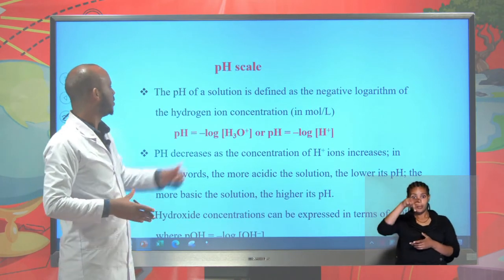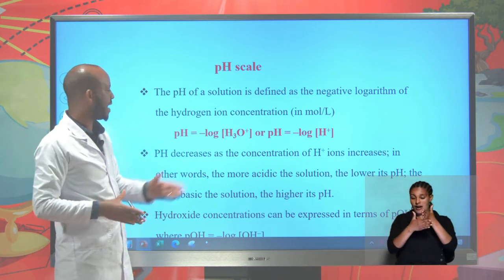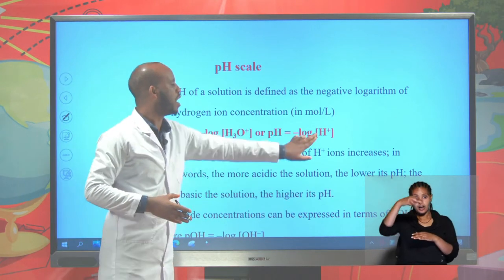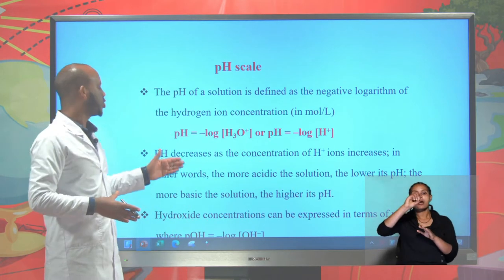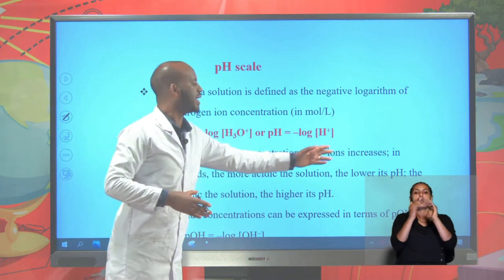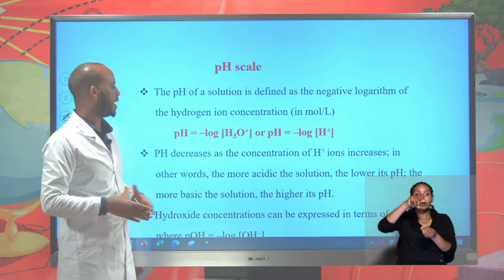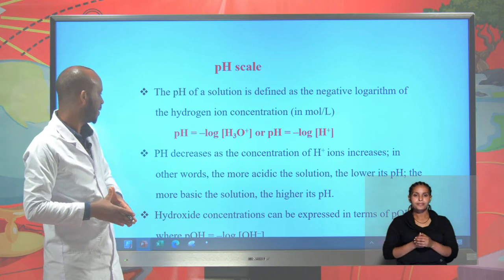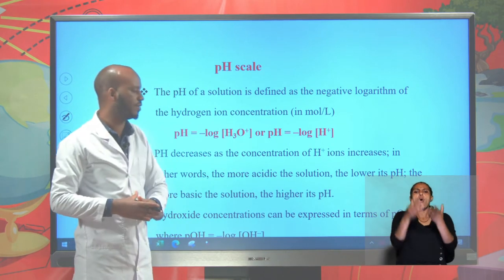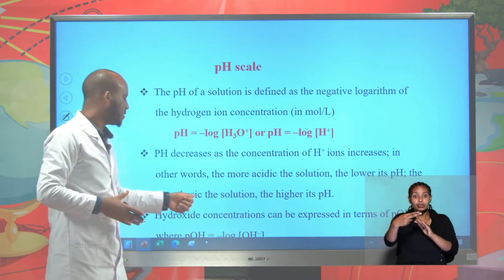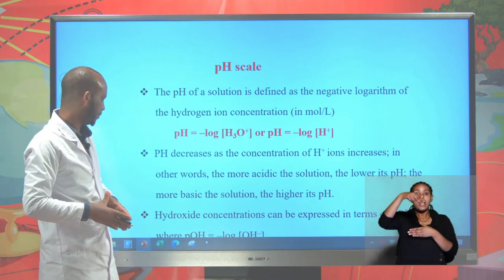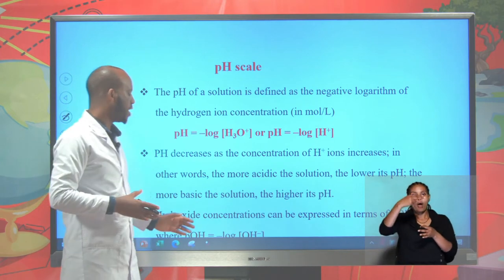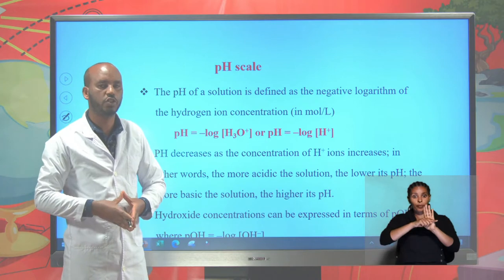pH scale. The pH of a solution is defined as the negative logarithm of hydronium ion concentration, or the negative logarithm of hydrogen ion concentration. pH decreases as the concentration of hydrogen ion increases. pH and hydrogen ion concentration are inversely proportional. In other words, the more acidic the solution, the lower its pH. The more basic the solution, the higher its pH. Hydroxide concentrations can be expressed in terms of pOH. Therefore, pOH is the negative logarithm of hydroxide ion concentration.